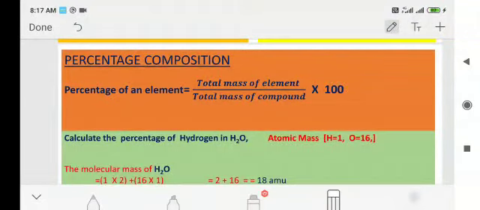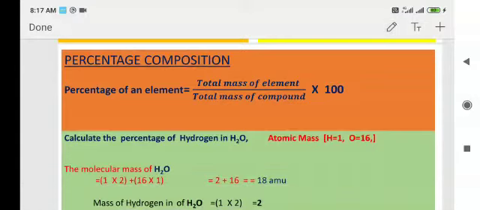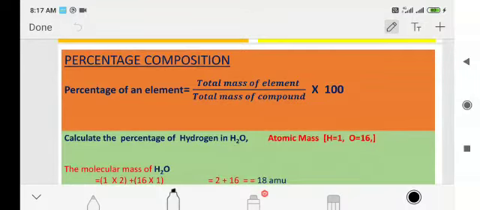Good morning, class 9. Today we will discuss how to find out the percentage composition of an element. And for that, we can use this formula.